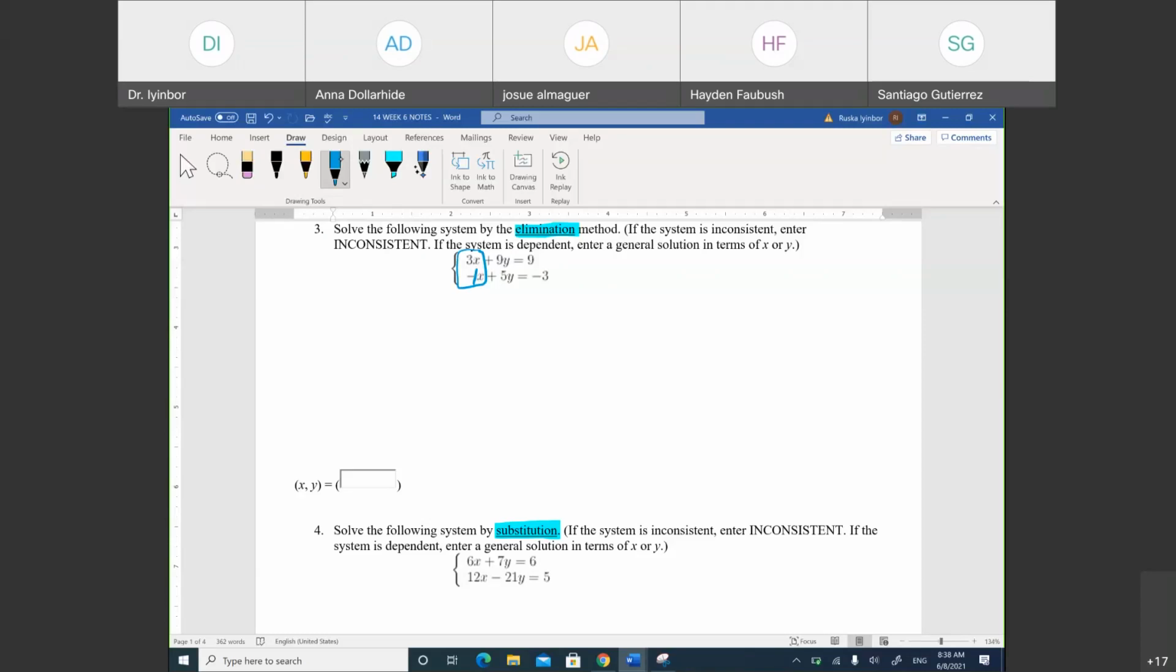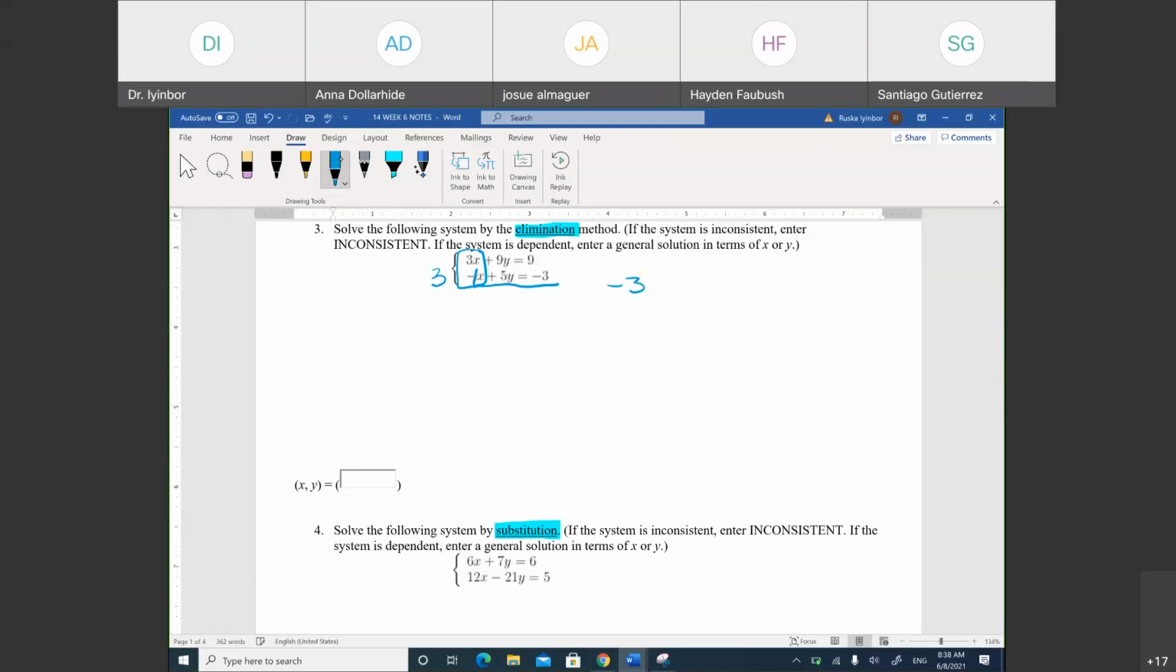Now, what I want is to make both of those the same number, 3, right? So the first one is 3, the second one is -1. If I multiply the second equation by 3, it's going to be -3. So I'm going to multiply the whole equation by 3. And what I'm going to get? I'm going to get -3x.